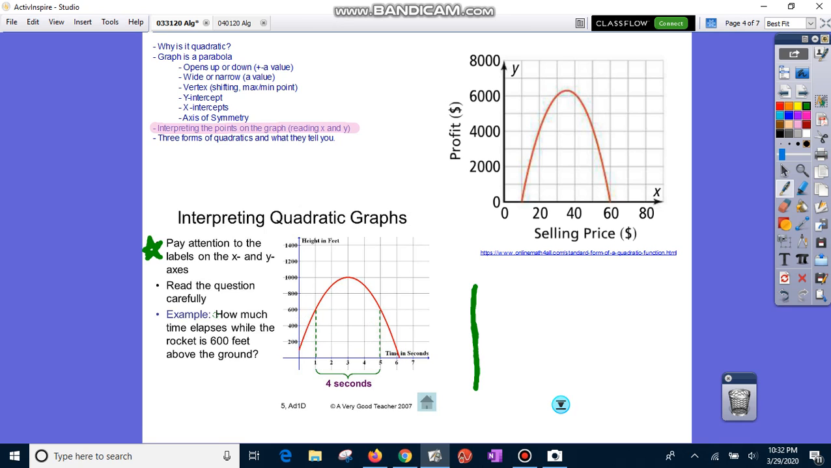So how much time elapses when the rocket is 600 feet above the ground? Well, it's 600 feet from here all the way along this time, all the way to here. And so the time that's elapsed between 1 and 5 is 4 seconds.